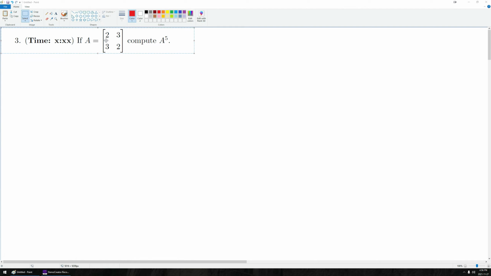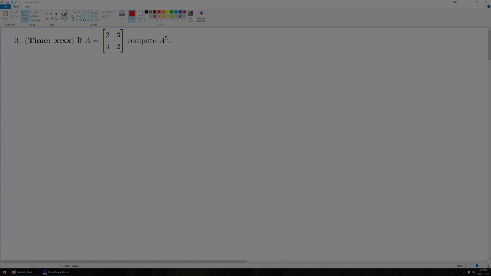If A is this, compute A to the 5th. In this case, you could try to take this matrix and multiply by itself 5 times. It's just a 2 by 2, it's not too bad, but if this was a 10 million by 10 million, you definitely wouldn't want to do this. You'd want a faster way if possible. Well, it turns out that if A is diagonalizable, then taking A to the 5th power is really easy. So let's try to diagonalize A.